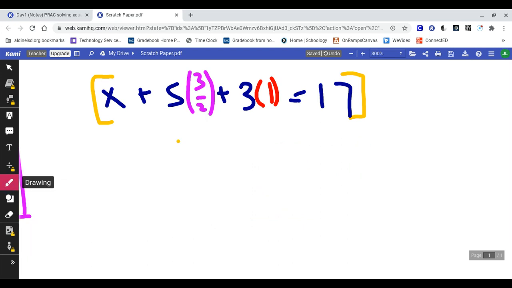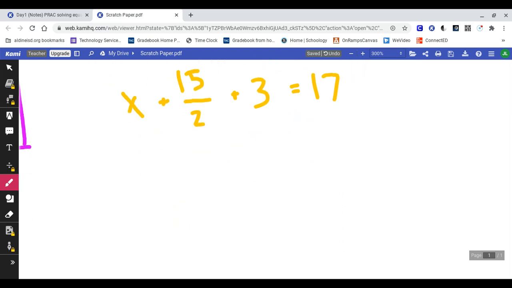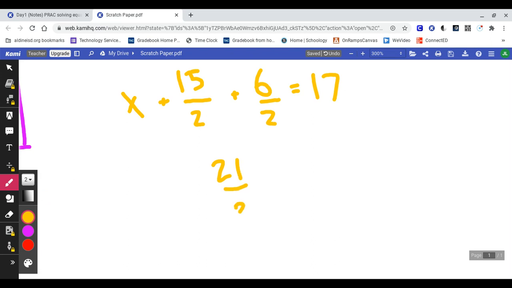So 5 times 3 halves is going to give me 15 halves. 3 times 1 is just going to give me 3. I'm going to carry the rest down. Then we're going to combine our like terms. So I know that when I have a fraction, I need a common denominator. So instead of 3, I will convert that into 6 halves. So I have 15 plus 6 to give me 21.